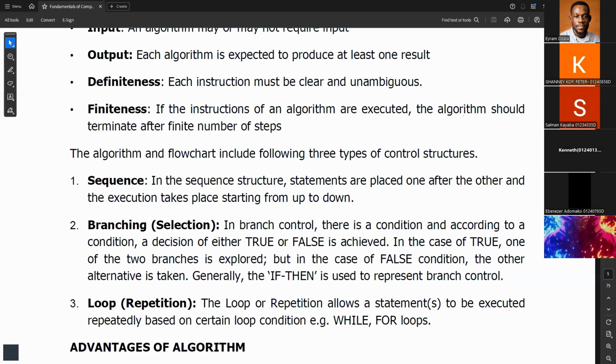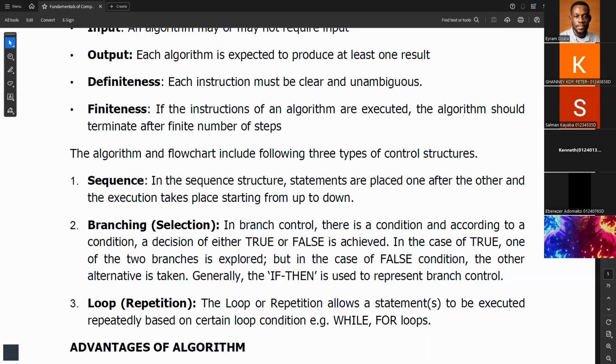Then we have the branching or the selection. In other books, you say decision making control structure. Now, in this decision making or branching or selection control structure, there is a condition. You are given a condition. According to that condition, a decision is made. That decision is either true or false.